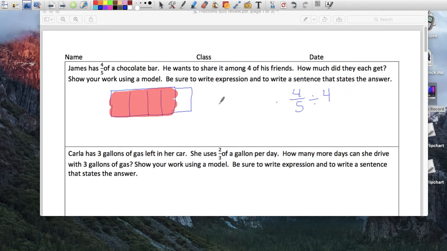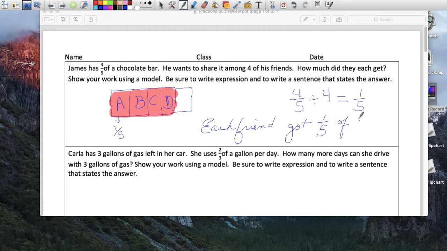Well, friend A will get this, right? Alex will get this, Boris will get this, Charlie will get this, and David will get that piece. So what did they each get? Well, they each got 1/5. So if you had 4/5 and you were to split it among 4 friends, they each would get 1/5. So the sentence would be, each friend received 1/5 of a chocolate bar.